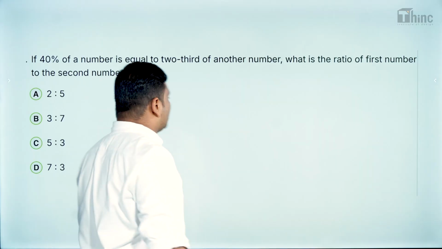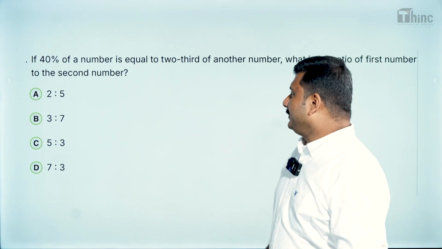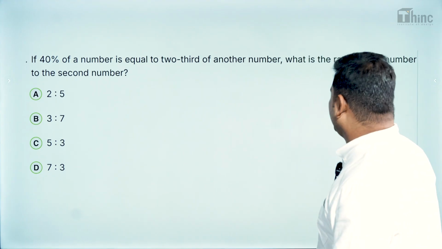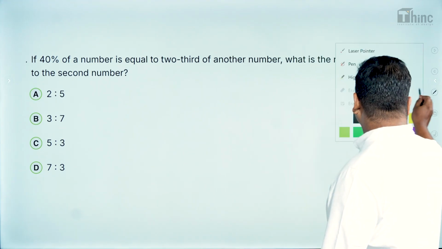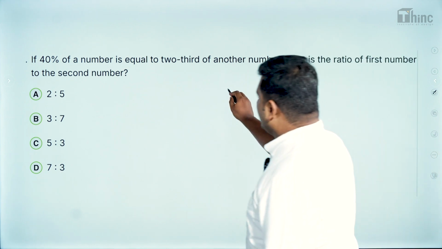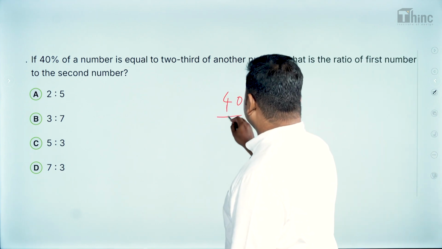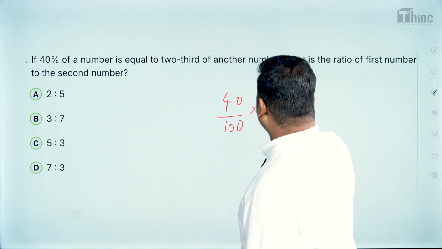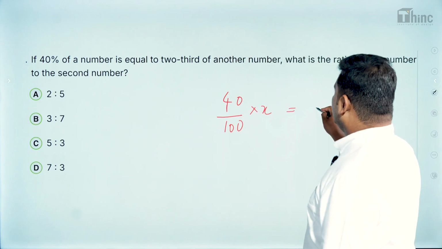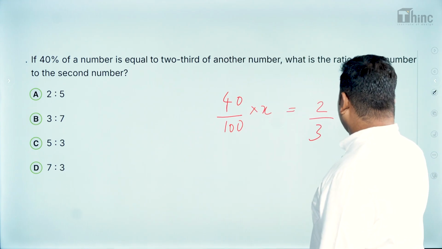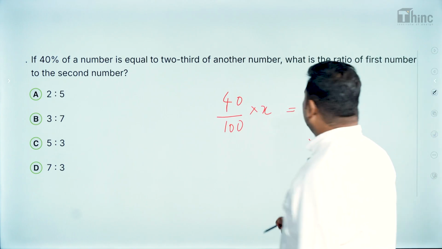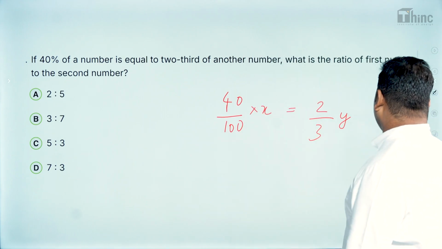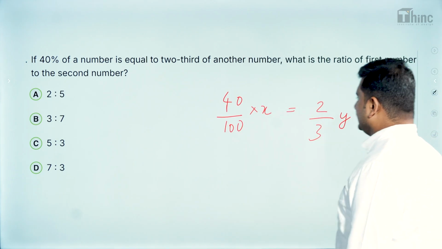The next question. So what is the question saying? 40% of a number is equal to 2/3 of another number. What is the ratio of the first number to the second number? How can we write it down? So 40% of a number, let's say the number is x, that is equal to 2/3 of another number. Let's say the another number is y. We need to find the ratio of the first number to the second number. We need to find what x by y is.